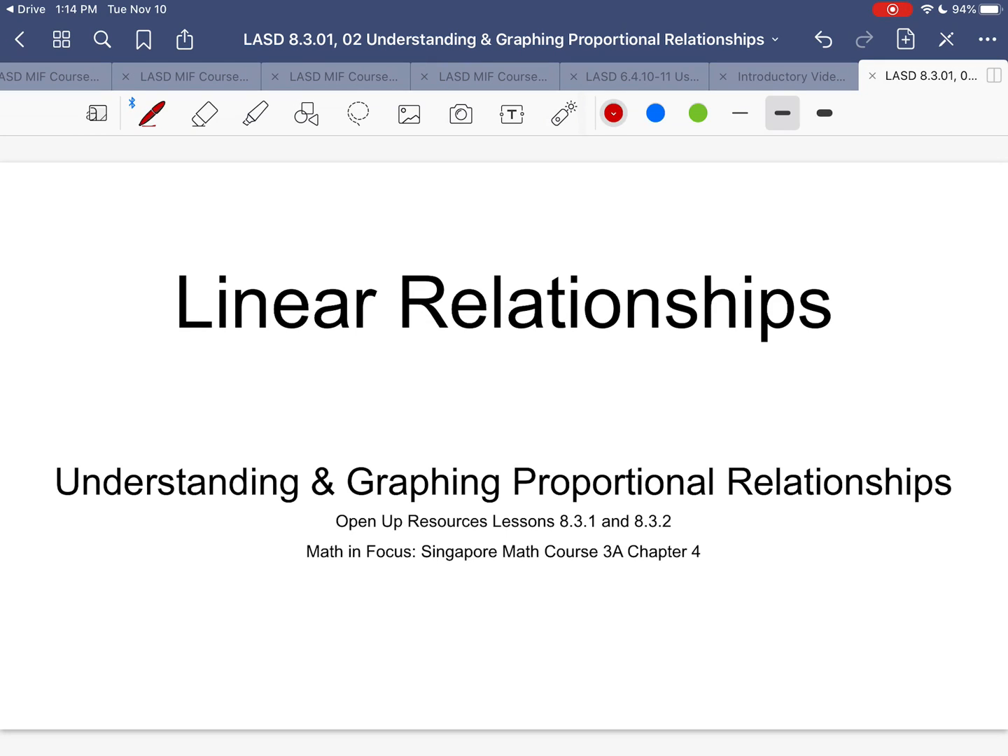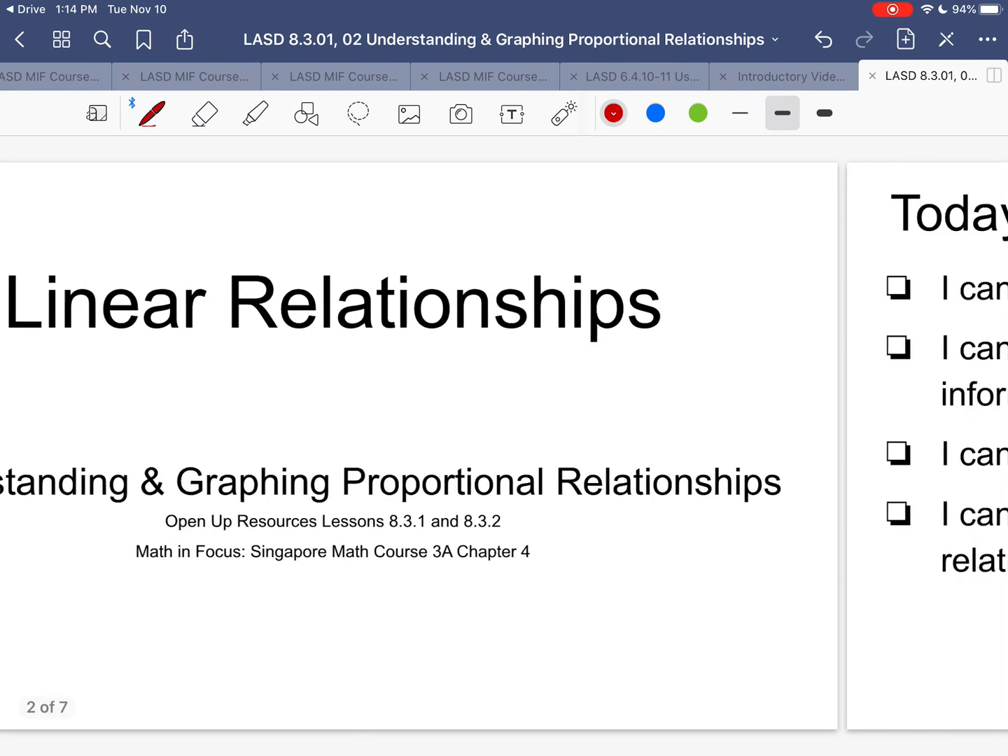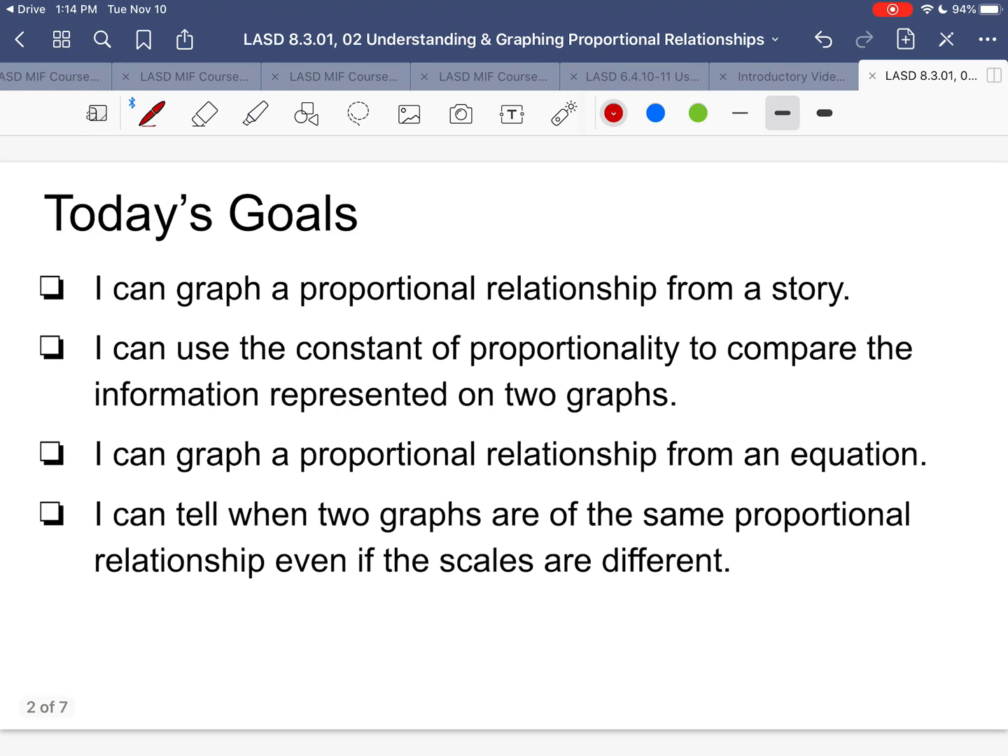Welcome to the unit on linear relationships. Today's lesson is about understanding and graphing proportional relationships. The goals of today's lesson are that you will be able to graph a proportional relationship from a story. You can use the constant of proportionality or the unit rate to compare the information represented on two graphs.